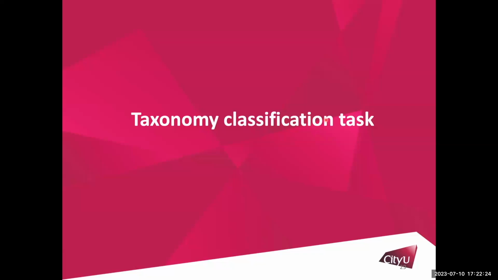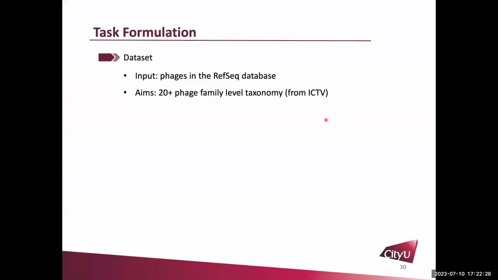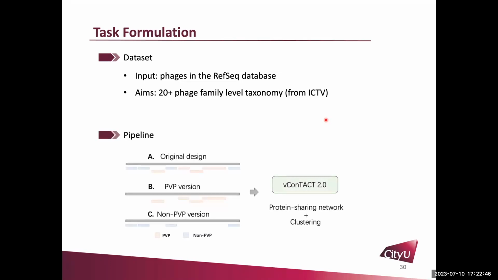Next, I will show you some applications of PhaVIP. The first one is the taxonomy classification for novel phages. In this experiment, the dataset contains phages in the RefSeq, and the aim of the task is to assign a family taxon to the novel phages. We use vContact, which is a widely used tool for phage taxonomy classification, as a baseline tool.